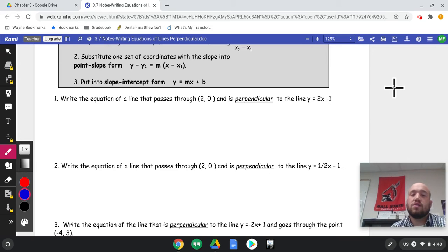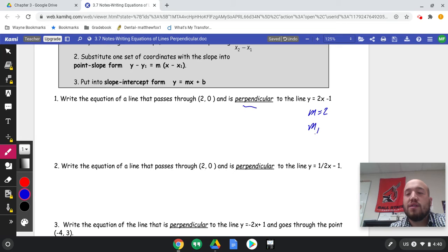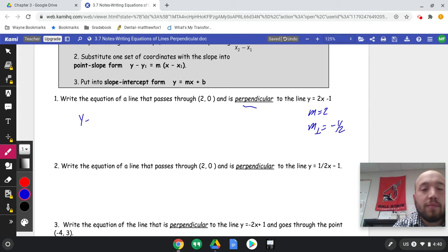Yesterday, all our equations we were dealing with were parallel. So it's perpendicular, meaning if the original slope, which we can find is 2, our perpendicular slope is the opposite reciprocal. So that'd be negative 1 over 2. So let's set that up. y minus 0, I'm getting this from right here, equals negative 1/2 parenthesis x minus 2. y minus 0 just becomes y.